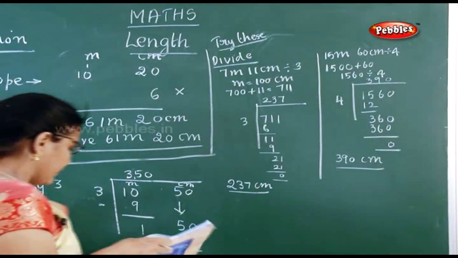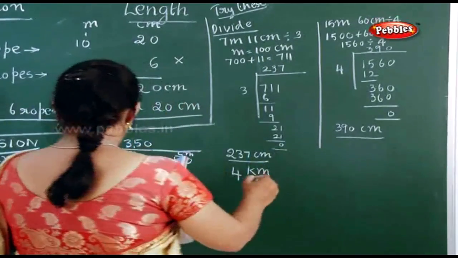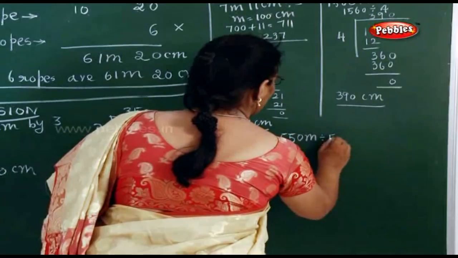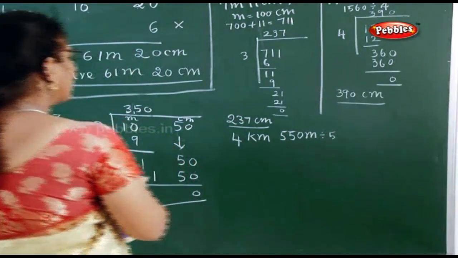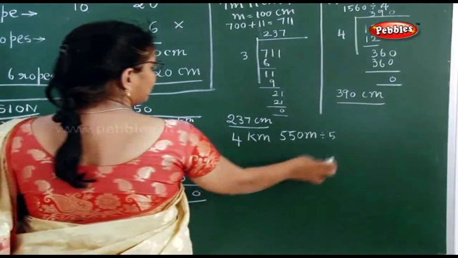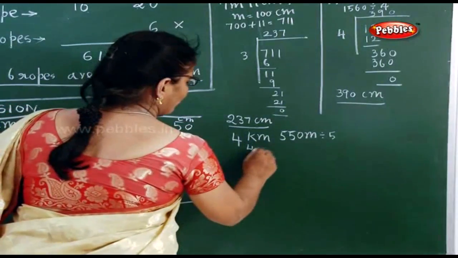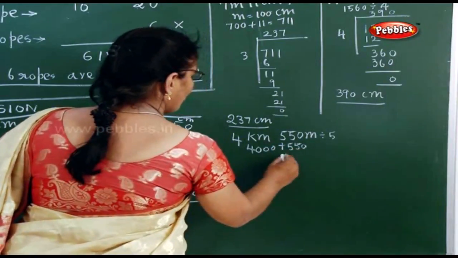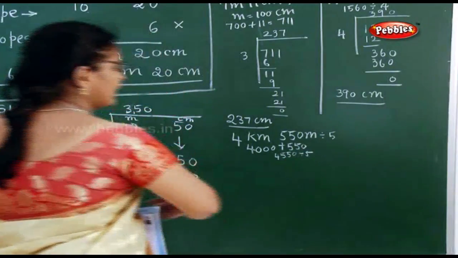Now next sum, it is 4 kilometer and 550 meter divided by 5. Now how will you convert kilometer into meter? You have to multiply with 1000. So you'll have 4000 plus 550. So you'll have 4550 divided by 5. Am I right?